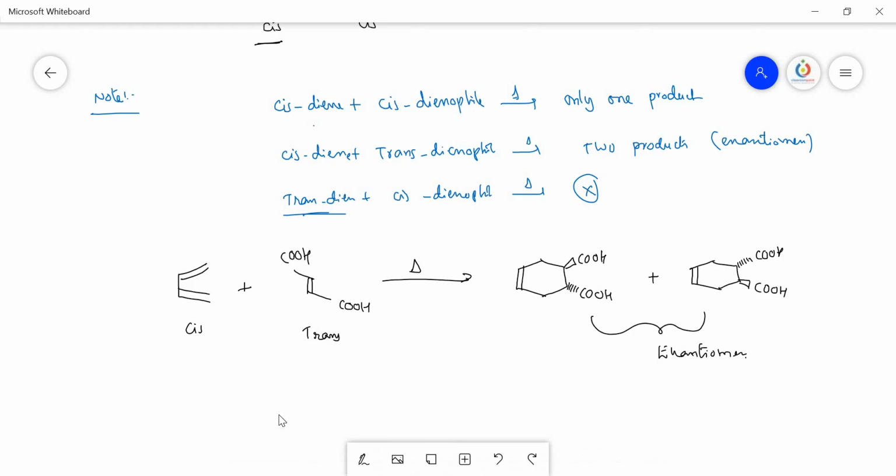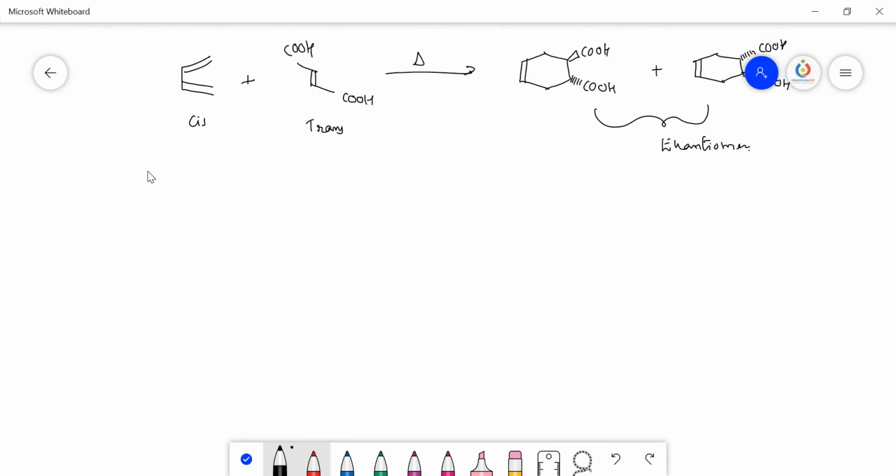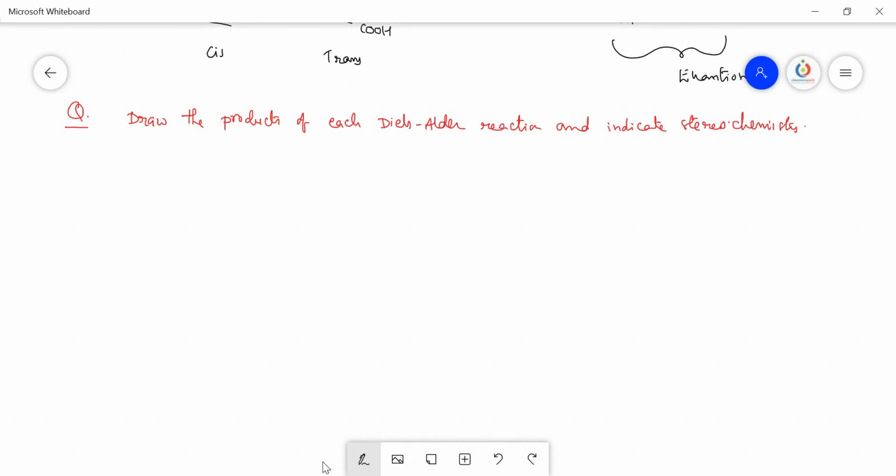Okay. So now let's try to solve some questions. So I'll give the question. Draw the products of each Diels-Alder reaction and indicate stereochemistry. So I will give some reactions. Just write down.